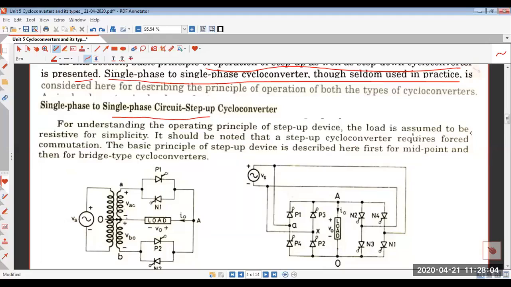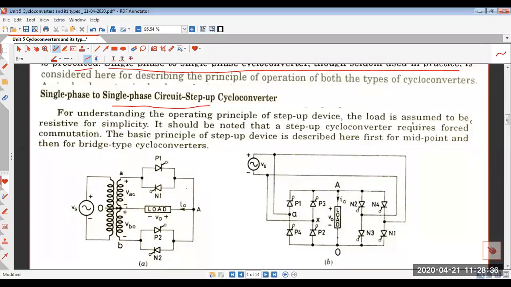Generally, forced commutation is preferred in DC power electronic circuitries, for example, choppers, inverters, etc. And line commutation is preferred in phase control rectifiers, AC voltage controllers, like that. But in cycloconverters, we can use both types of commutation, forced as well as natural, and that all depends upon which type of cycloconverter we are using for which type of application, right?